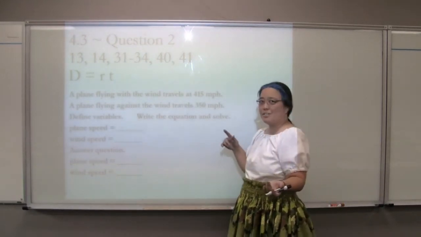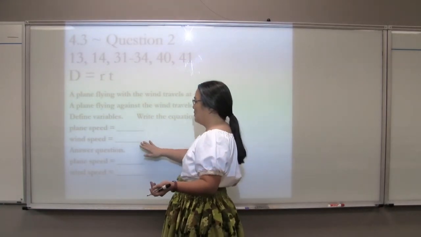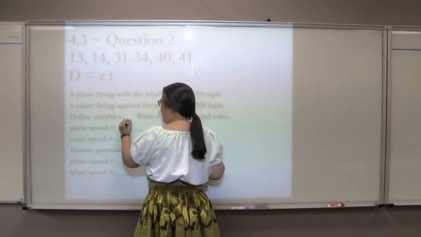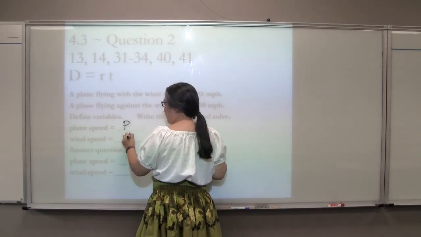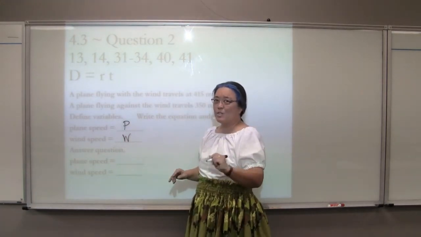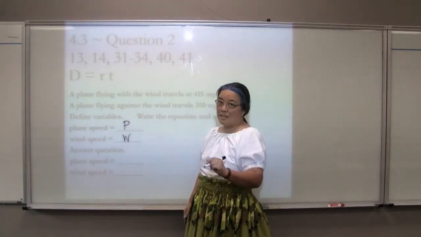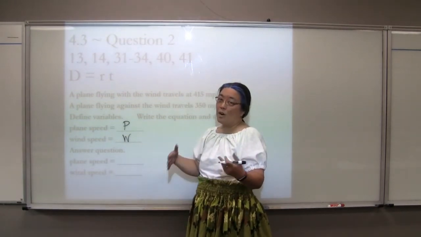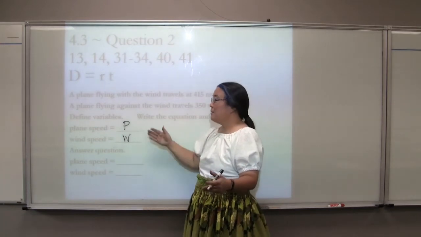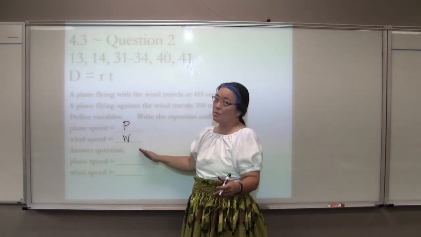All right, Superman travels very fast. All right, plane speed and wind speed. Many students will use P for plane and W for wind. I have seen some students who are trying to be tricky. They use W for plane and P for wind. Then they get themselves confused and they get the answer wrong. It's not worth it. If you don't want to use P and W, use X and Y.